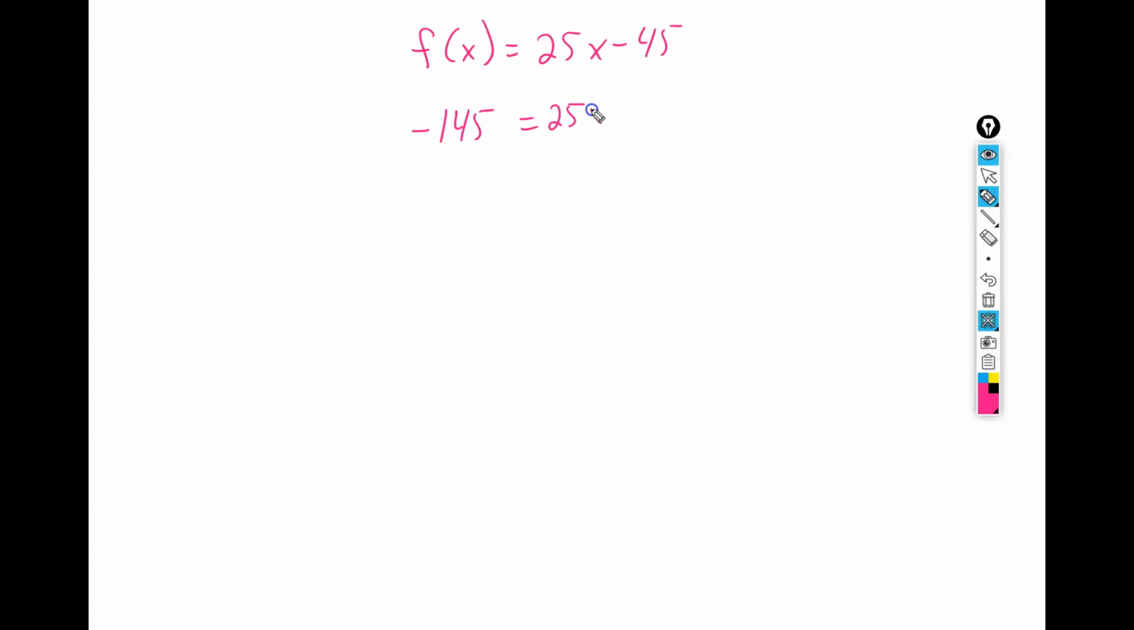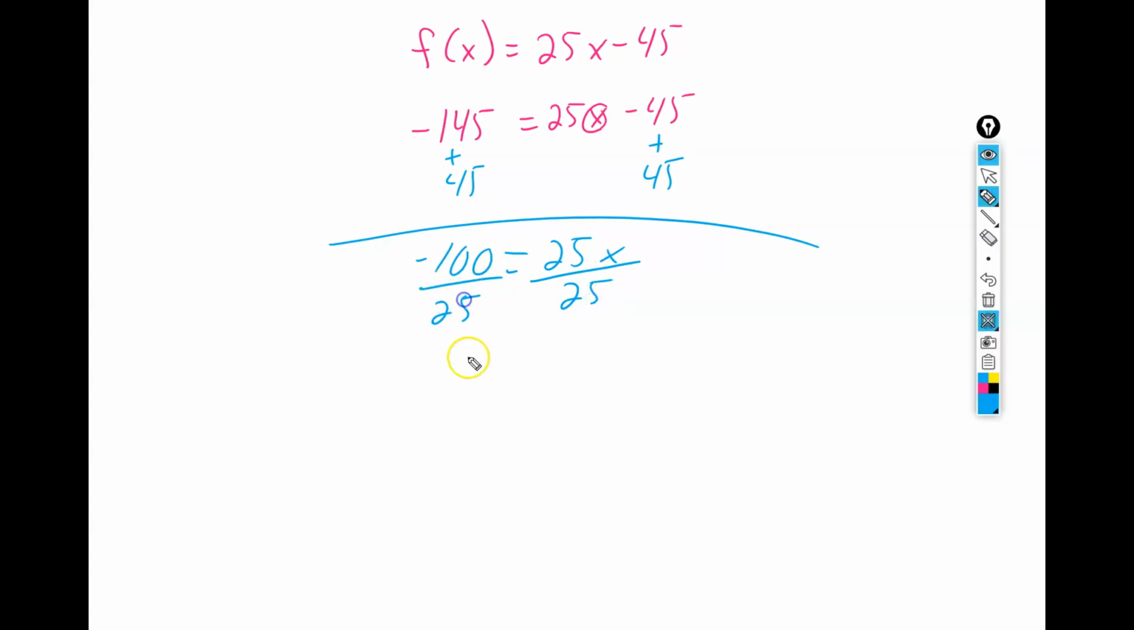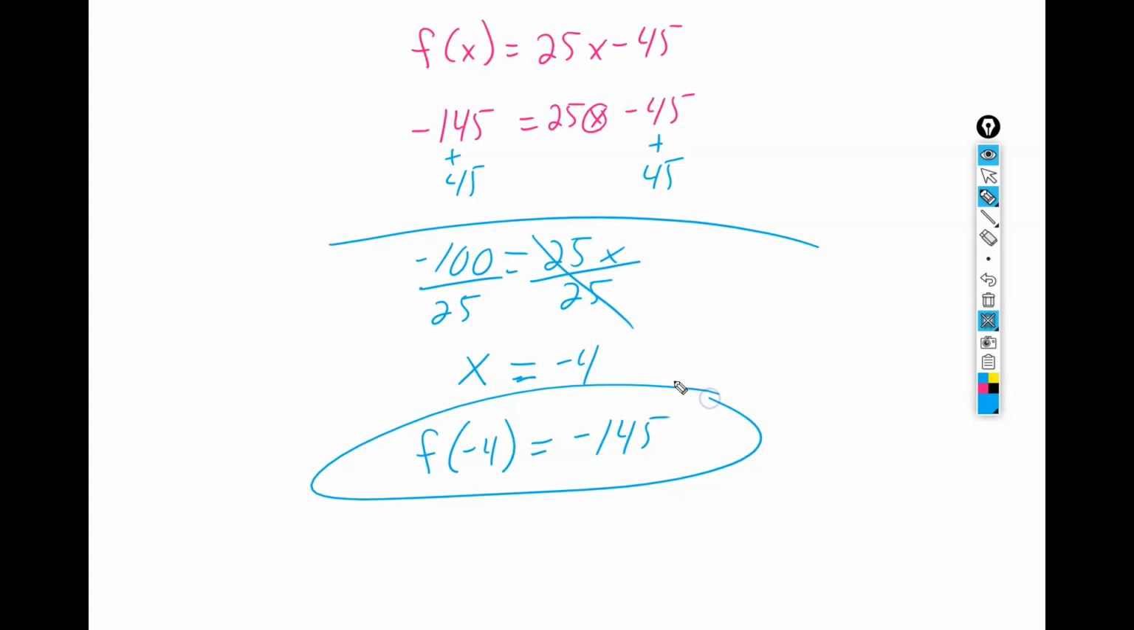And I'm going to solve for my input. So 25x minus 45, I'm going to solve for x. That means I'm going to add 45 to both sides, and that gives me negative 100 equals 25x. Then divide both sides by 25, and x solves down to be negative 4. So that is my input. So f of negative 4 equals negative 145.